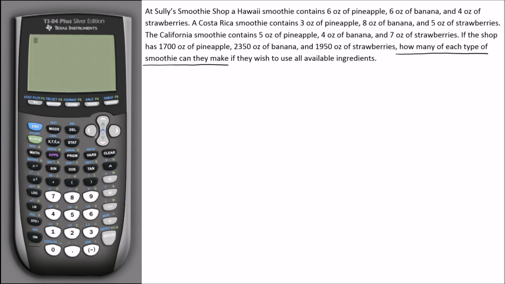So we want to know how many Hawaii smoothies we can make. We'll let that be X. The number of Costa Rica smoothies, we'll let that be Y. And lastly, the number of California smoothies, and we'll let that be Z.